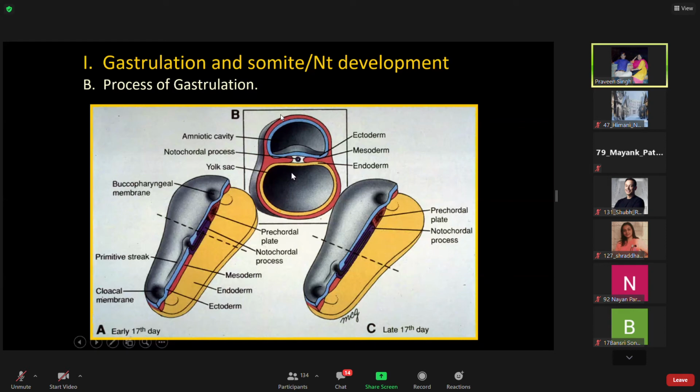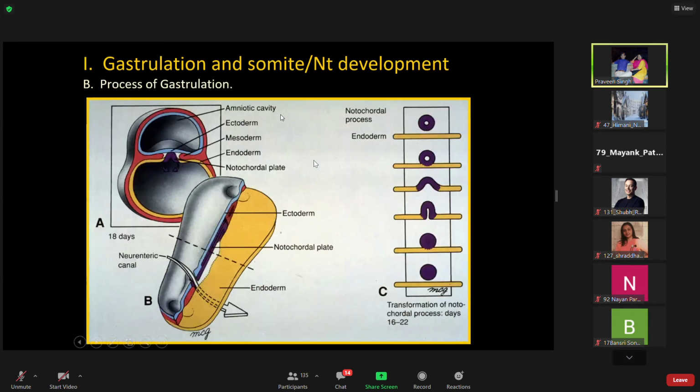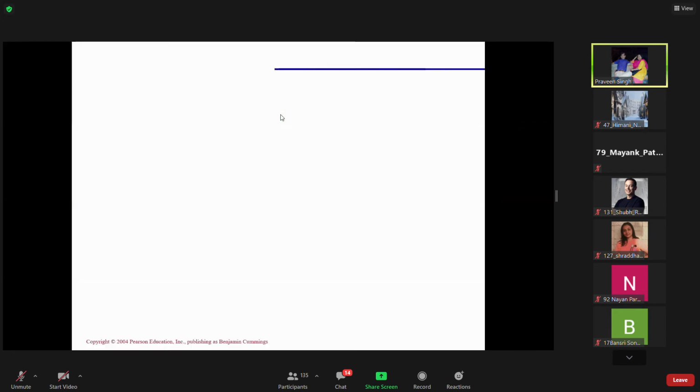So mesoderm जो होता है वो तीन में डिवाइड हो जाता है. यहाँ पे जो mesoderm दिख रहा है आपको, ये सबसे मीडियल जो होगा पैराक्सियल mesoderm, सबसे lateral is lateral plate mesoderm, in between will be intermediate plate mesoderm. So it will be like this.